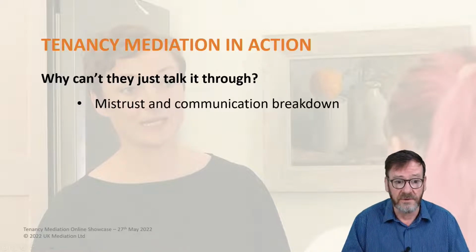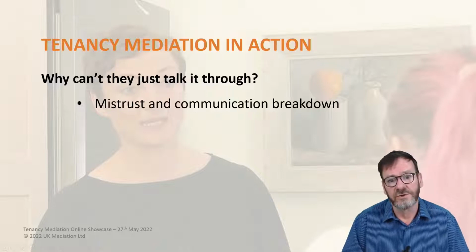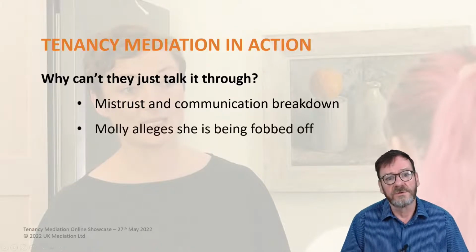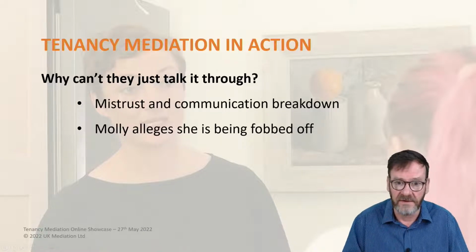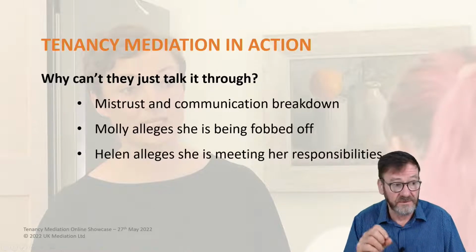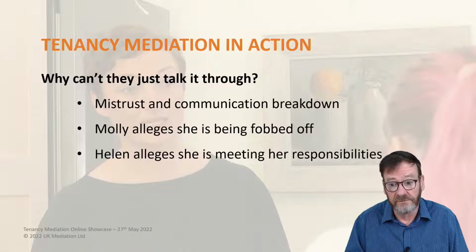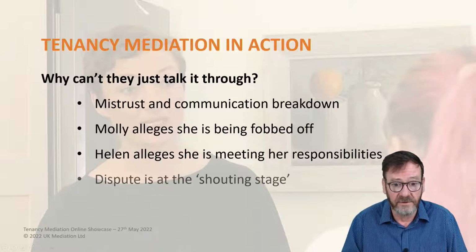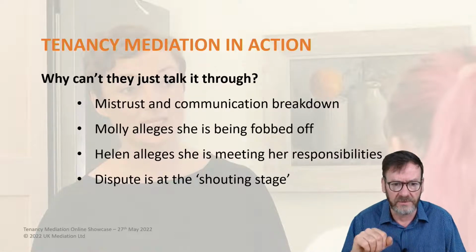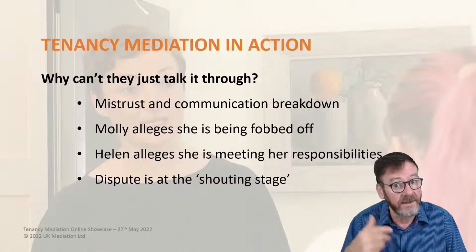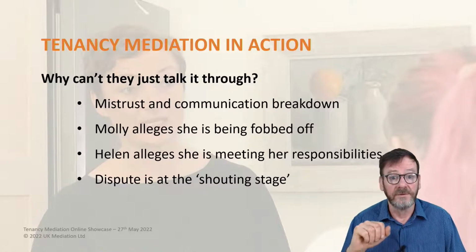So the communication's broken down, they don't trust each other. And what it sounds like from Molly's point of view is that she's just getting fobbed off by Helen. She keeps telling her about these things that need fixing and need fixing now, and Helen's not doing it. She feels like she's being fobbed off. From Helen's point of view, she's meeting her responsibilities, and because of this real breakdown in communication, they've got to the shouting stage. So they're no longer having a sensible dialogue where they're listening and responding, taking one another's interests into account, putting their heads together, trying to collaborate and come up with a solution for what needs to happen.